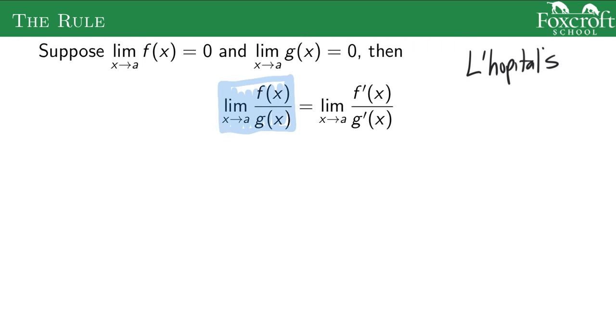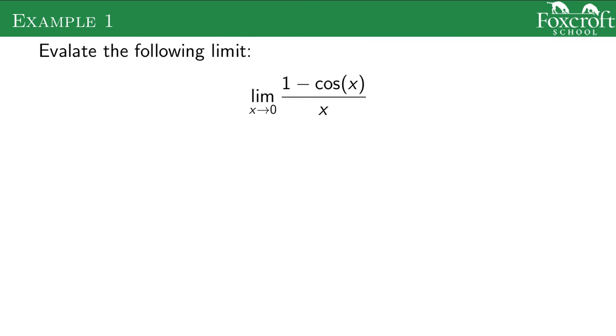And what happens if I try to just plug in my a value? I get 0 on the top and 0 on the bottom. What L'Hopital's rule allows me to do is this step here. If I get this 0 over 0, I can take the derivative of the top and the derivative of the bottom and then retry the limit. So whenever you're doing a limit and you get 0 over 0, you take derivatives and then retry your limit. Let's see this in practice.